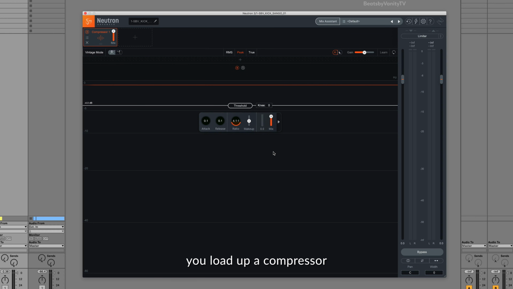Every time you load up a compressor, you need to ask yourself a bunch of questions, like who's your daddy, and what does it do? And I want them answered immediately.